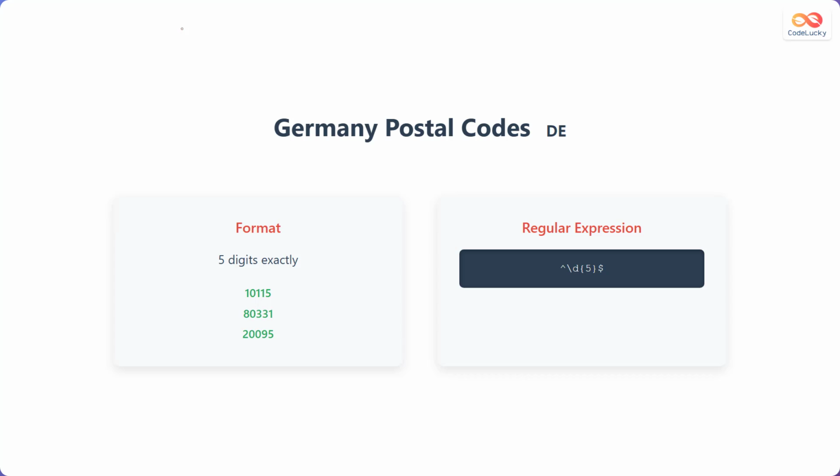Moving on to Germany, the postal codes here are straightforward. They consist of exactly 5 digits. Examples include 10115, 80331 and 20095. The regular expression for German postal codes is \d{5}$.